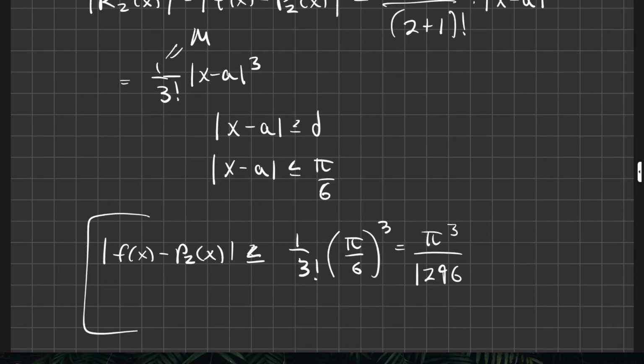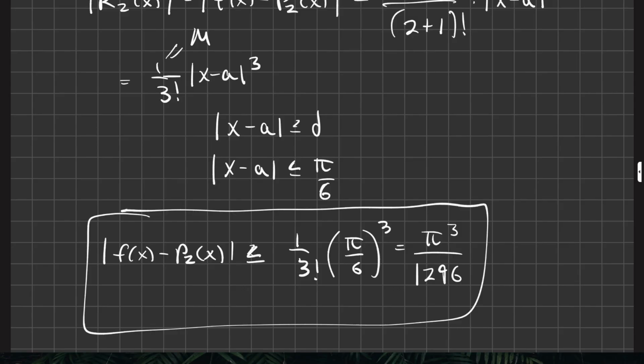So this is our answer. The question was, find an upper bound for the error on the interval 0 to pi over 3. This is our bound, pi cubed over 1296.